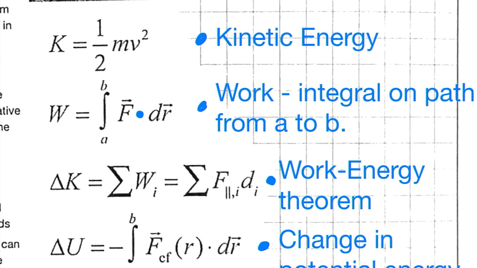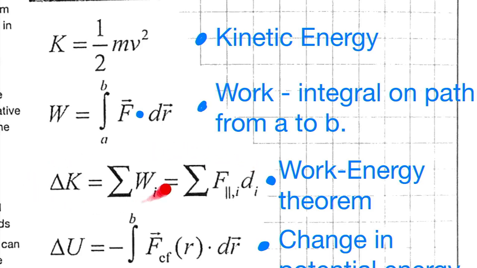The next formula down, delta K, the change in kinetic energy, is the sum of the work, and work is the force parallel times the displacement. We can see how this integral, if we have a constant force, would just become F d cosine theta, which you know from Physics 1.